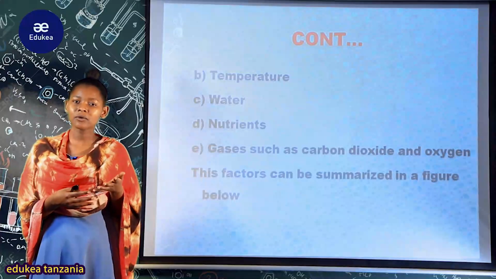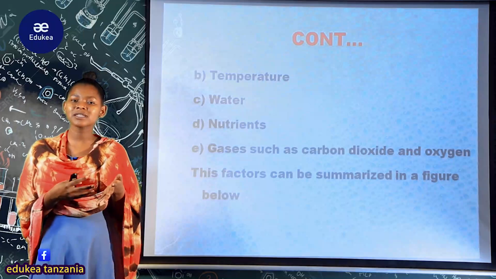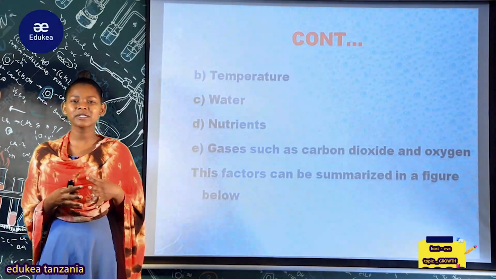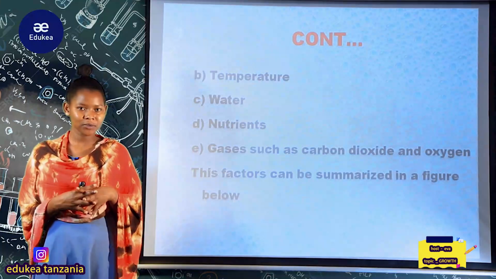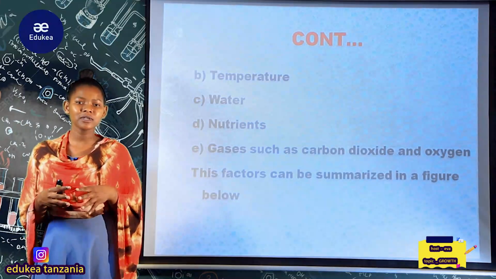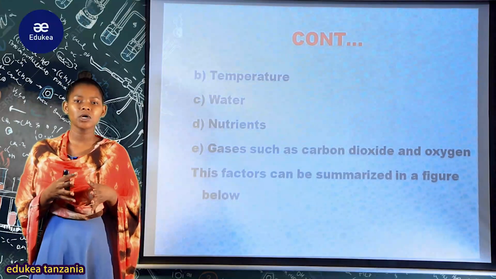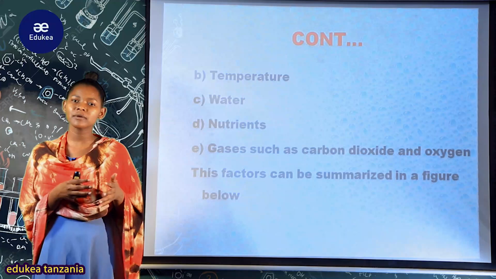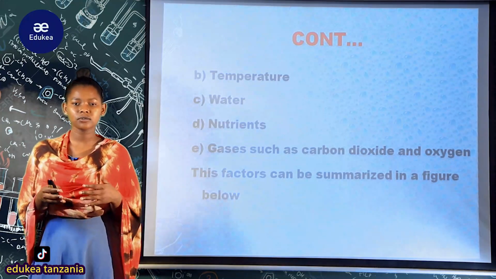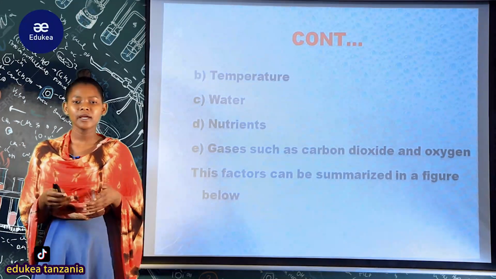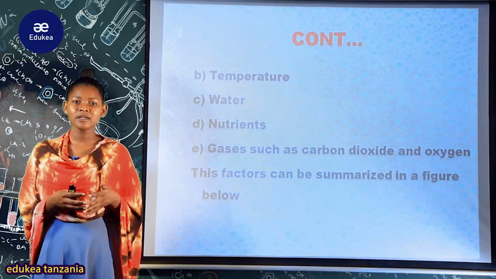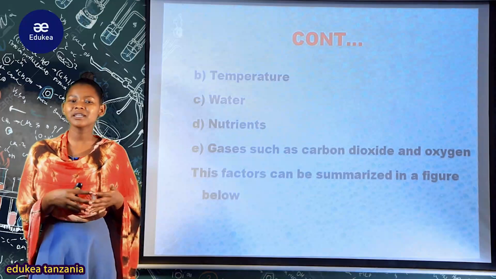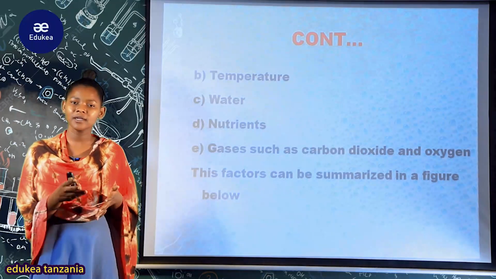Kwenye mimea kuna mineral nutrients ambazo zinahitajika kwa kiwango kidogo kwenye plant body. Those ambazo zinahitajika kwa kiwango kikubwa zinaitwa macronutrients. And those needed in smaller amount we can call micronutrients. Macronutrients ni kama NPK, you can say potassium, nitrogen, and phosphorus. Hizo ndo tunazoita macronutrients. Hata kwenye mbolea nyingi ambazo tunanunua kwa ajili ya mimea ni NPK.